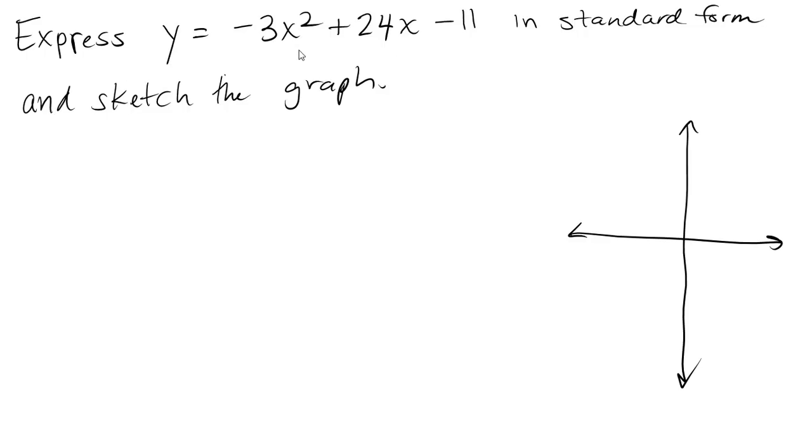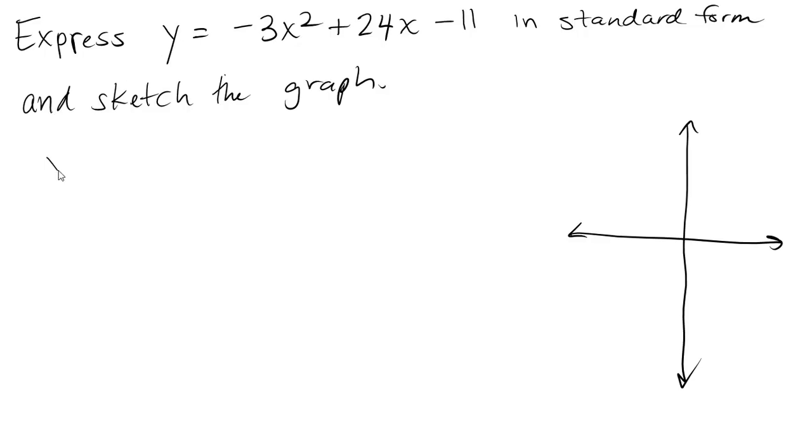Now if this expression were set equal to a number on the left side, well, we could just divide everything by negative 3. We did something similar to that when we were trying to find the center and radius of a circle. But that's not an option here, because if I divide everything by negative 3, I get y over negative 3, and then what are we going to do?